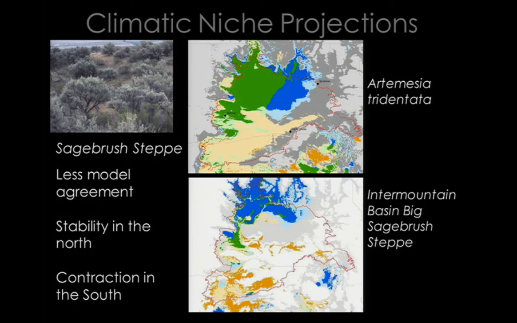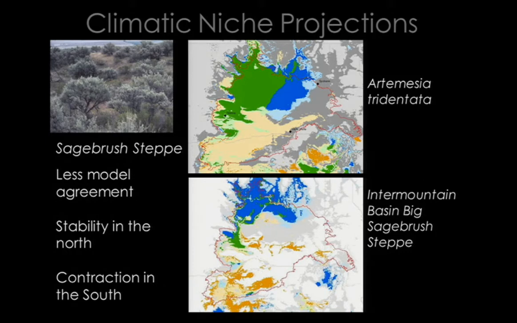And these paler colors are where there was less agreement among the different climate scenarios. So there were 5 different climate scenarios modeled, and in this case, probably only about 2 or 3 actually agreed that this area would contract, and otherwise it would remain stable for that species. So there was a little bit less agreement. In the other maps, there was pretty strong agreement among the different climate scenarios.